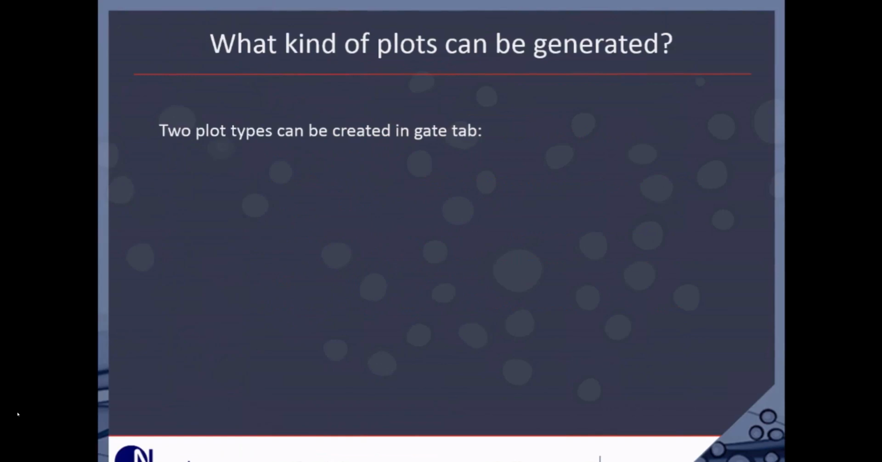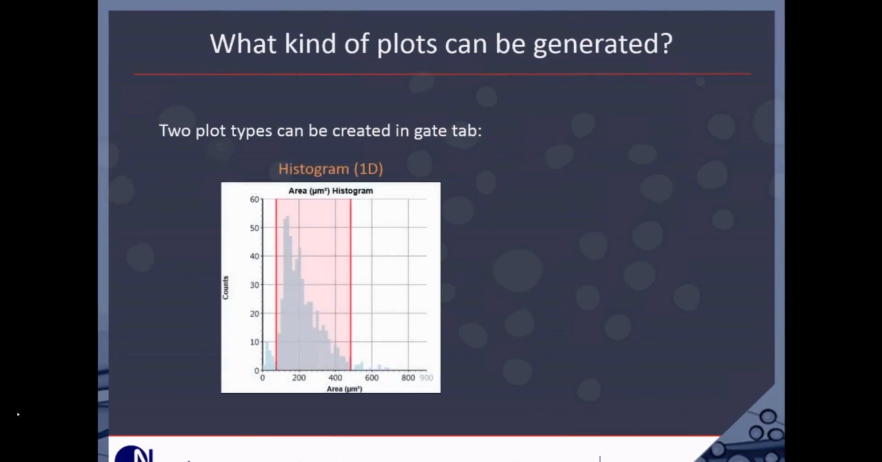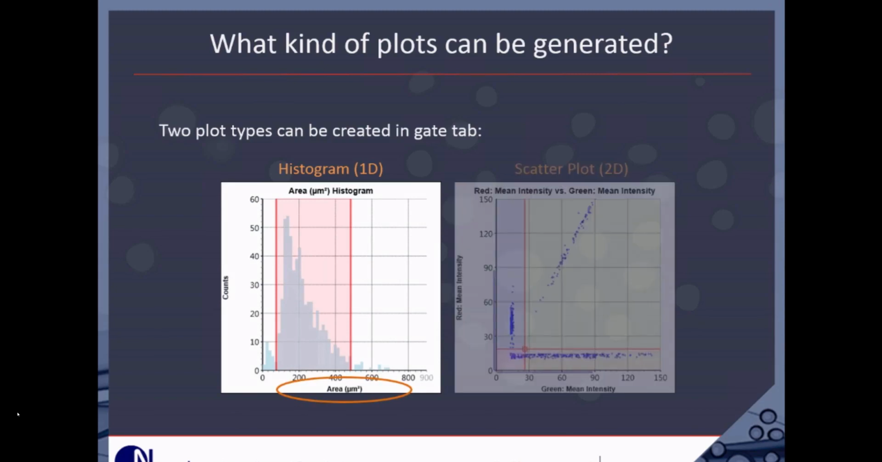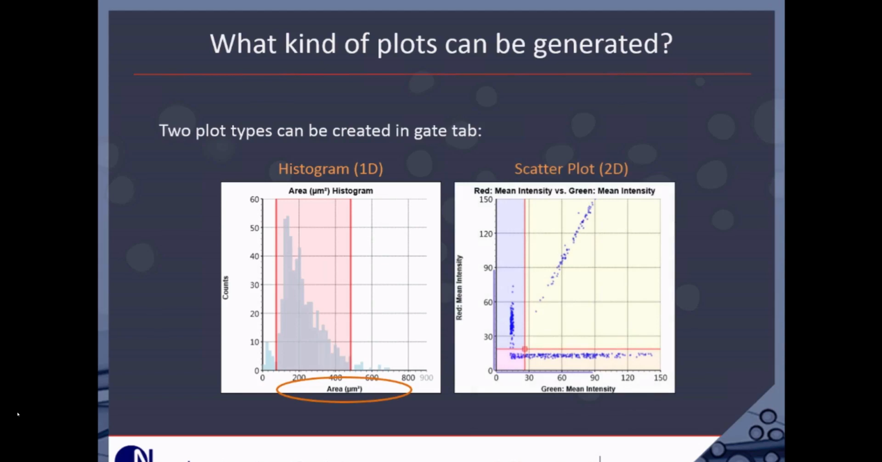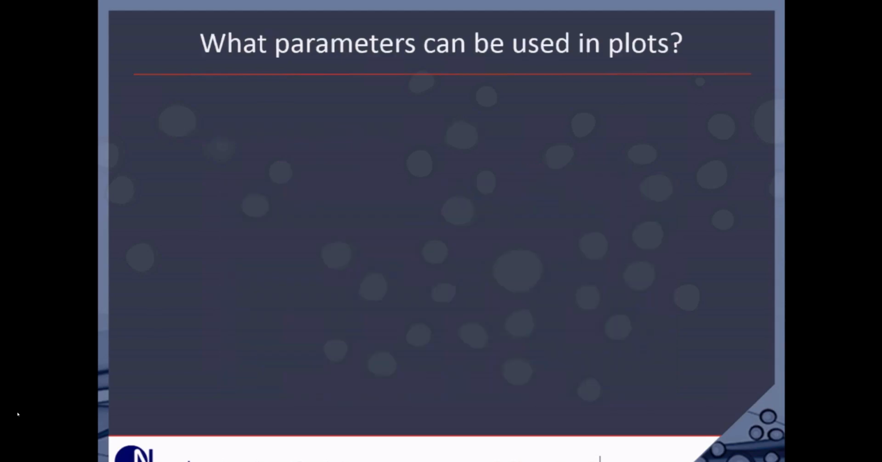So let's show you the different kinds of plots that can be created. There are two plot types, as we mentioned earlier. There's the histogram, which is a one-dimensional plot. So in this example, we've plotted the objects on their area, and you can see that here on the x-axis of the graph, and then you have counts displayed on the y-axis. The two-dimensional is a scatter plot, and here we plot the green mean intensity on the x-axis and the red mean intensity on the y-axis. So this is purely looking at the fluorescent intensity of your objects plotted in a two-dimensional scatter plot.